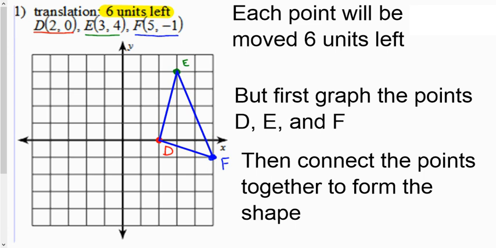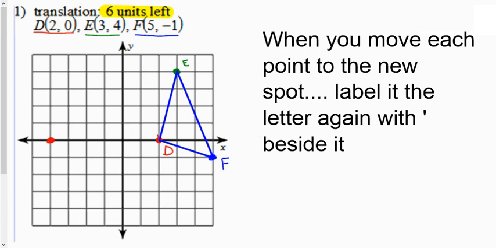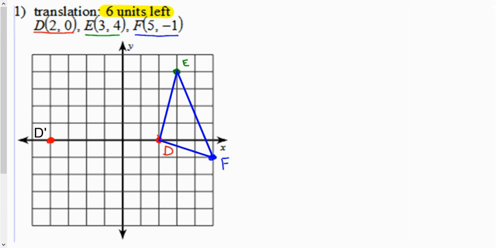So each point is going to go 6 units to the left. Now, that means every point that's on the line, but we don't really have to worry about that. We just need to basically choose all the corners and do that. So D is going to go 6 to the left. Put a new dot, and D becomes D prime. Do that with E, and E becomes E prime. Do that with F, and that becomes F prime.